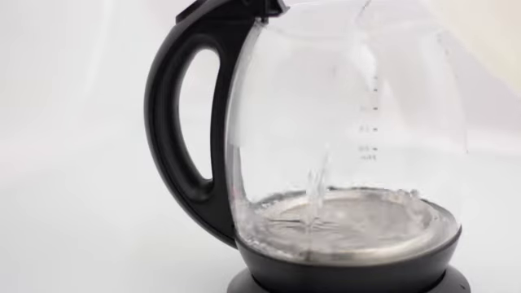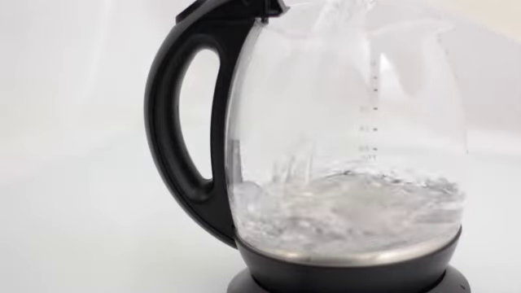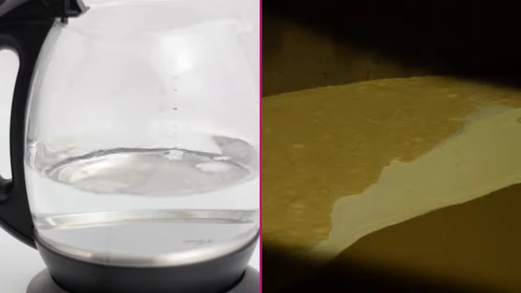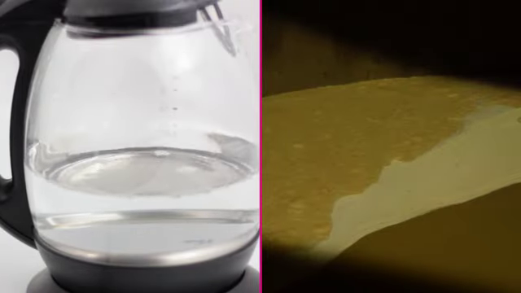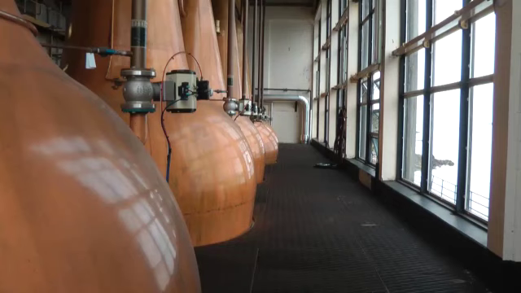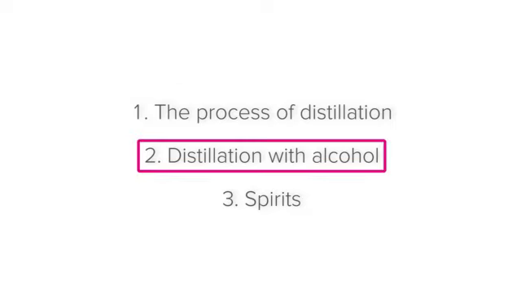The main differences between the kettle example and real distillation is that instead of water, an alcohol is used. Along with this, instead of using a kettle, what is known as a pot still is used. A pot still is a giant copper pot which is able to heat up the alcohol inside it. Now that we understand how the process of distillation works, let's take a look at how distillation works with alcohol.